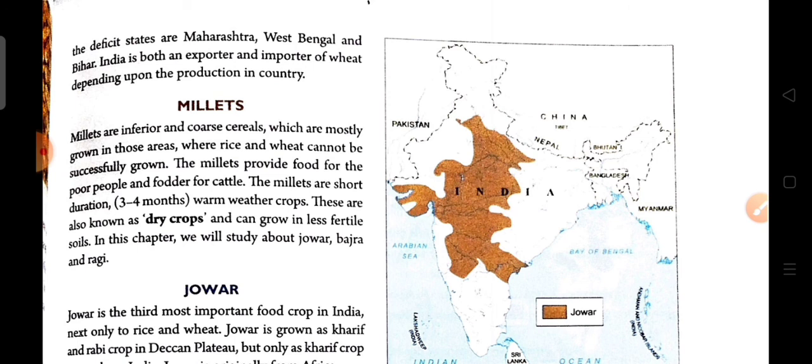So in this class we have covered the second most important crop, that is wheat. In the next class we will learn about the millets. Okay class, thank you.